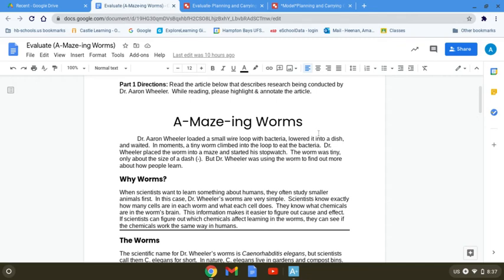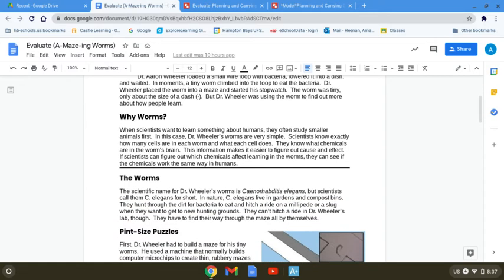Dr. Aaron Wheeler loaded a small wire loop with bacteria, lowered it into a dish, and waited. In moments, a tiny worm climbed into the loop to eat the bacteria. Dr. Wheeler placed the worm into a maze and started his stopwatch. The worm was tiny, only about the size of a dash. But Dr. Wheeler was using the worm to find out more about how people learn.